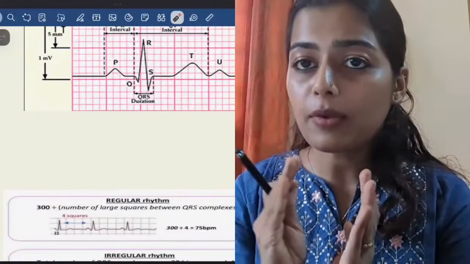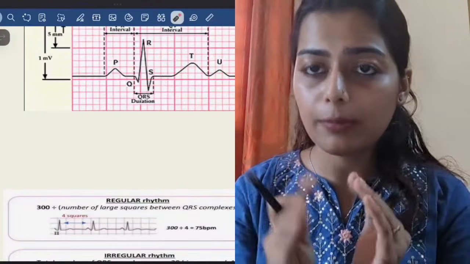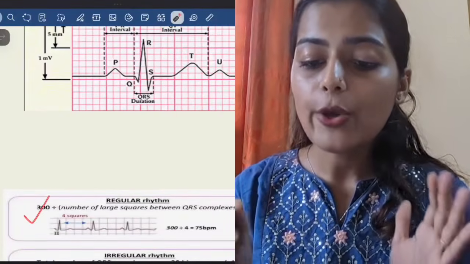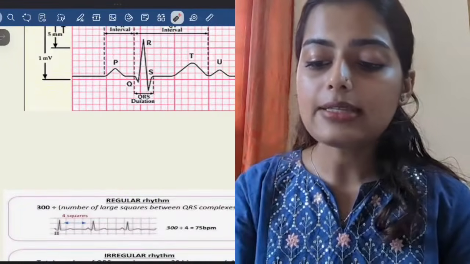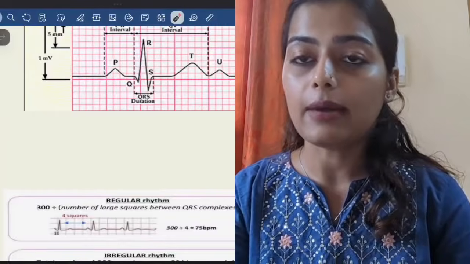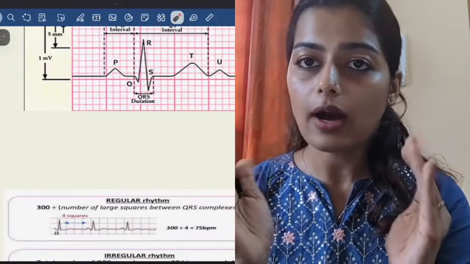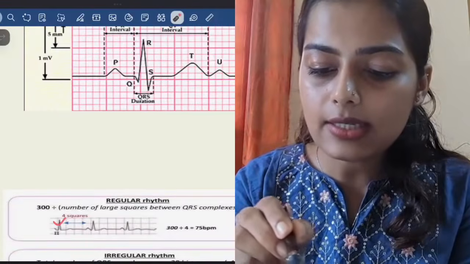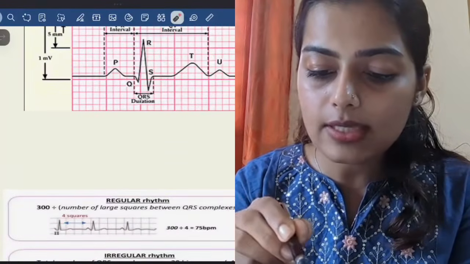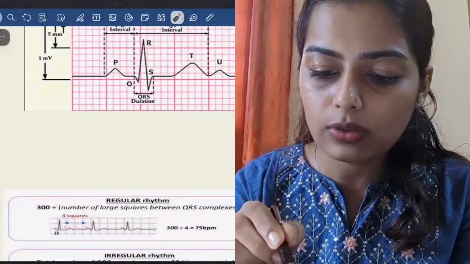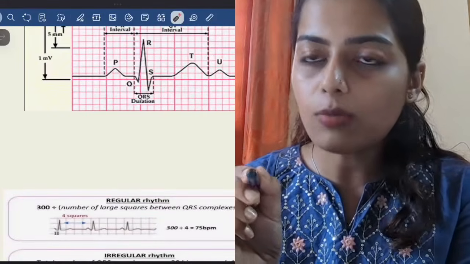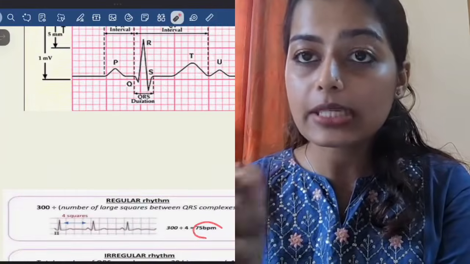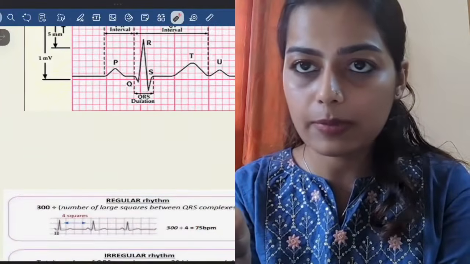If you are counting the number of big squares between two R waves or between two QRS complexes, you should use this formula: 300 divided by the number of large squares between two R waves or two QRS complexes. In this example, you can see between two R waves 4 big squares, 1, 2, 3, 4, almost 4. So we can use the formula 300 divided by 4, which gives 75 beats per minute.